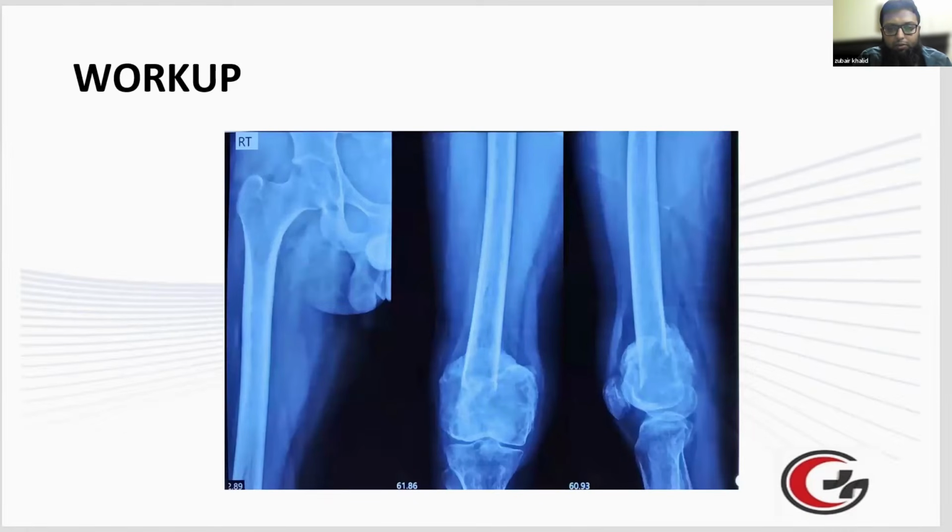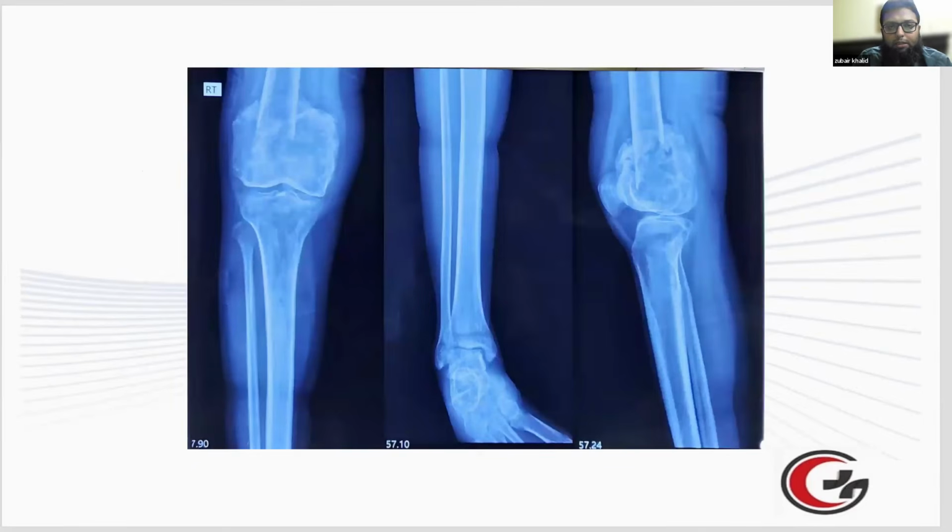This is the X-ray of the patient, which shows a distal femur lesion that extends into the adjacent soft tissue. However, the joint looks normal. The X-ray shows a Campanacci type 3 GCT.